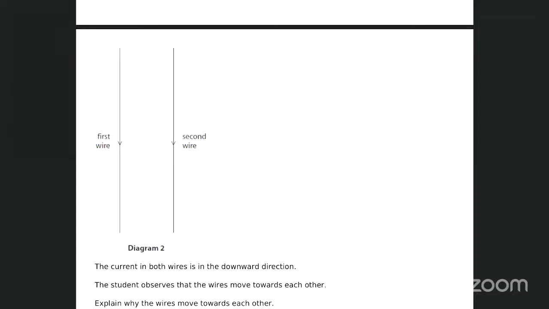So there are two wires. I will label them as A and B, the first wire and the second wire. The arrowheads show us the direction of the current, right? The current in both wires is in the downward direction.